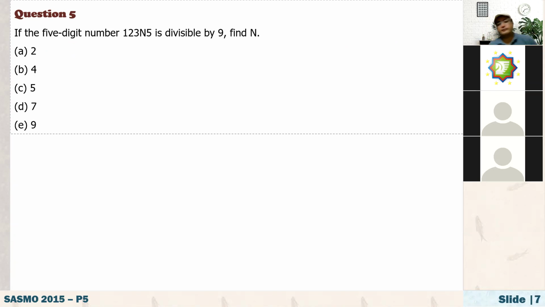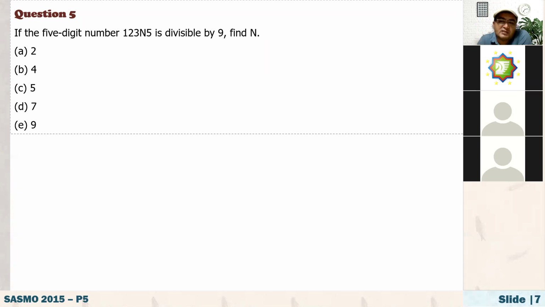Okay, if a five-digit number 1, 2, 3, and 5 is divisible by 9, find... Aydin, first answer my question. What numbers are divisible by 9? For example, 18 or 9 or 27. So for a number to be divisible by 9, the sum of its digits must be divisible by 9, right?